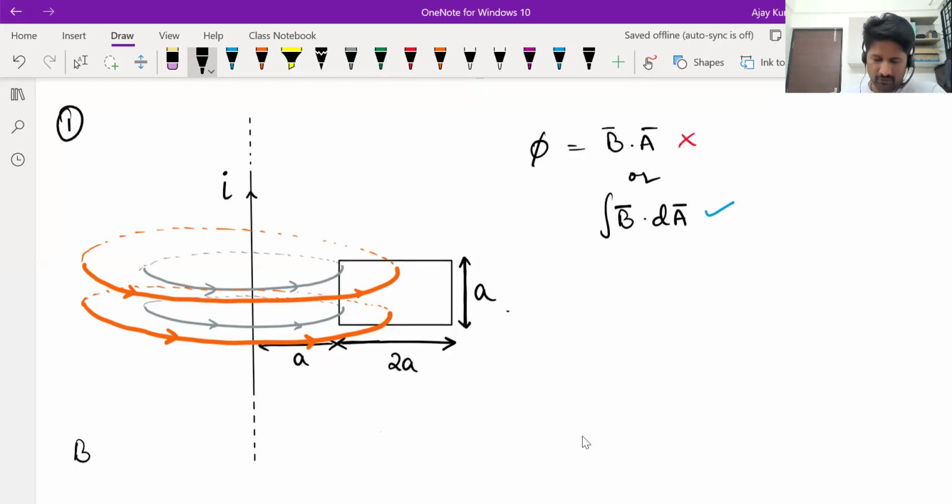The magnetic field produced by an infinite straight wire, we know the formula for it: mu naught I divided by 2 pi x. So the field produced by the wire varies based on the distance from the wire. Different points of the rectangular surface are at different distances from the wire, so that rectangle is in a non-uniform field. And since the field is non-uniform, you'll have to use integral B dot dA. Think carefully and solve, all of you.